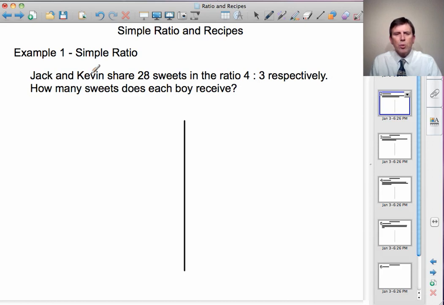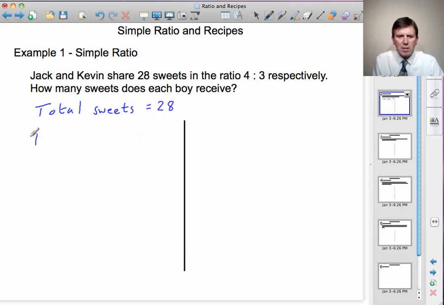Now then, 28 sweets. What does the 28 sweets represent? It represents all of the sweets. That's Jack's sweets and Kevin's. And that's the first thing we have to ask ourselves. The number we've been given, what does it represent? So it's the total number of sweets. Total sweets is equal to 28. Now what about the shares of sweets?